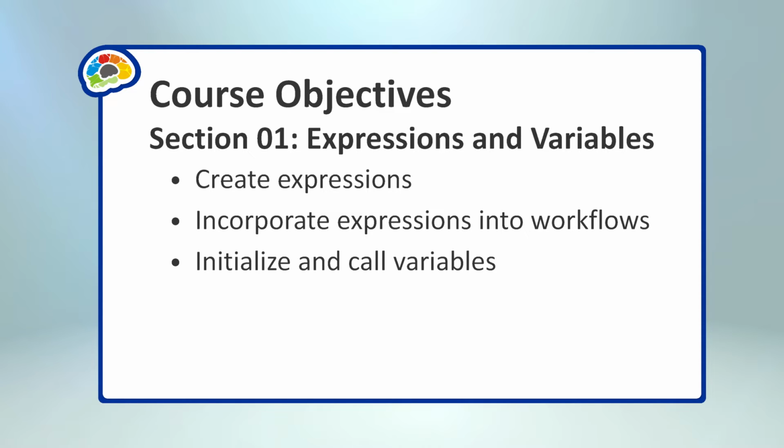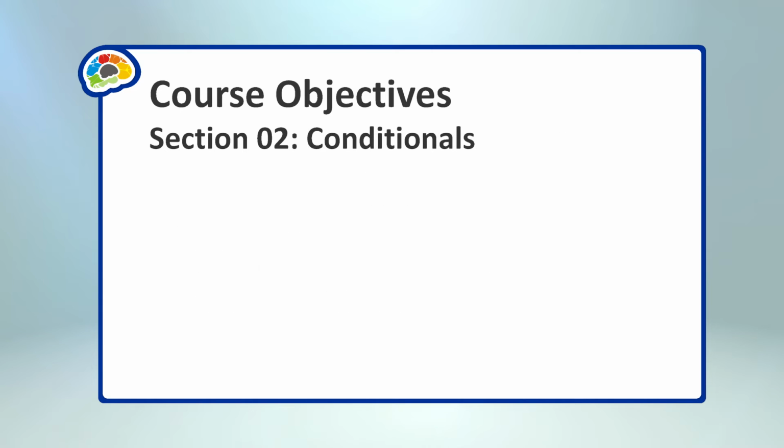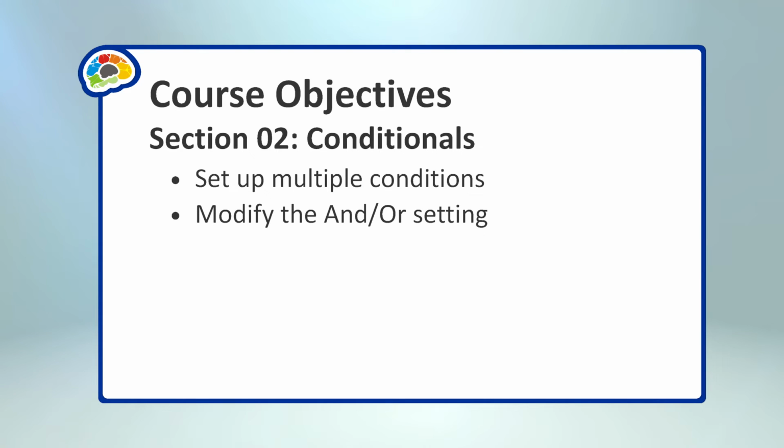Then we'll initialize and call variables and change the variable values. In the next section, we'll work with conditions. First, we'll set up multiple conditions within the condition control action and modify the and/or setting. Then we'll add trigger conditions to filter when a flow will run.